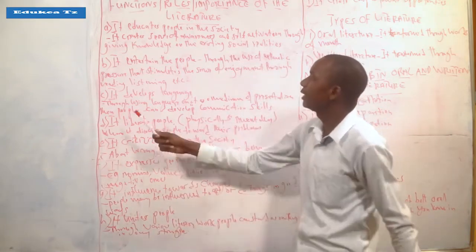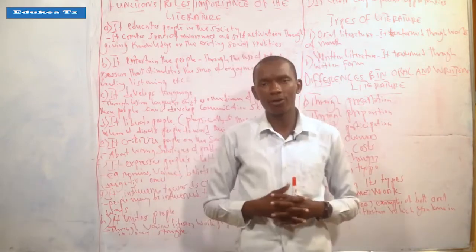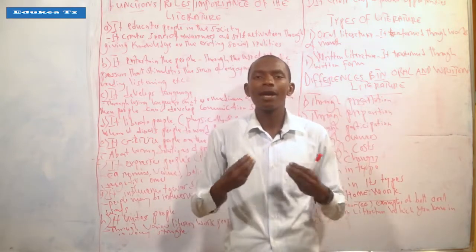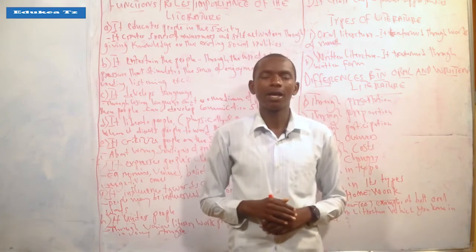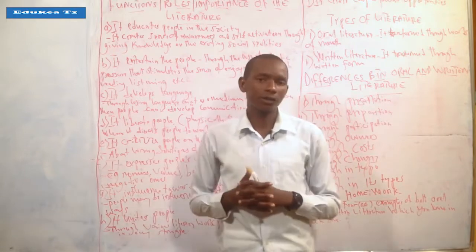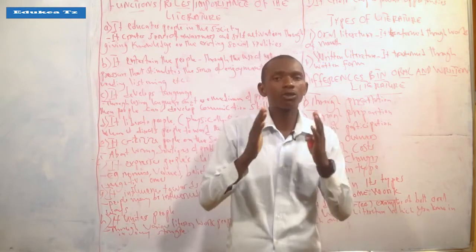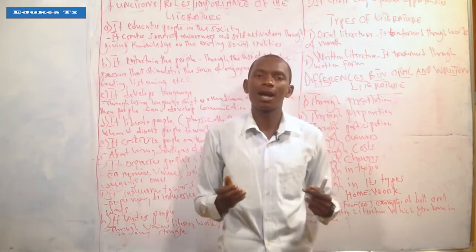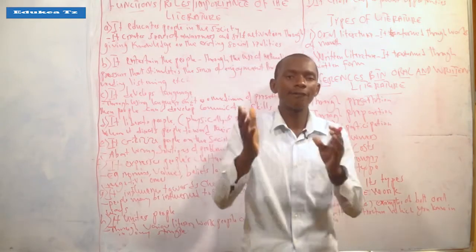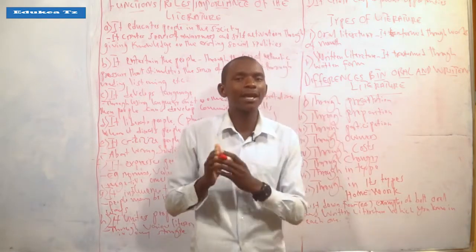The second one is that it entertains the people. We have many literary works which help us to enjoy ourselves. A good example is that most youth listen to a lot of songs sung by different artists. When they listen to those songs, they entertain themselves. When they think of stories which have been experienced by themselves, soon after listening to that, they can enjoy.